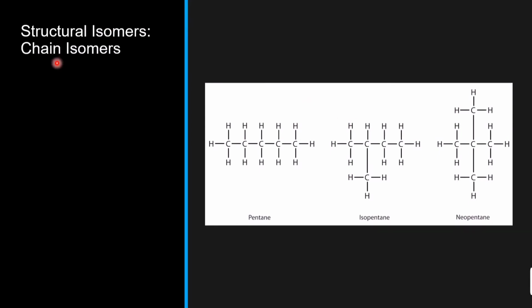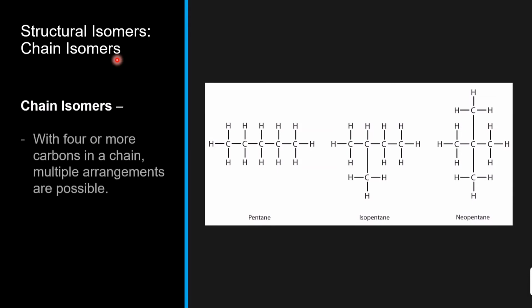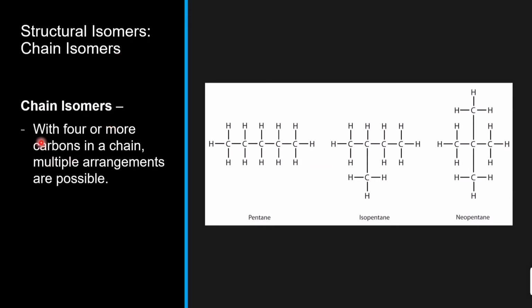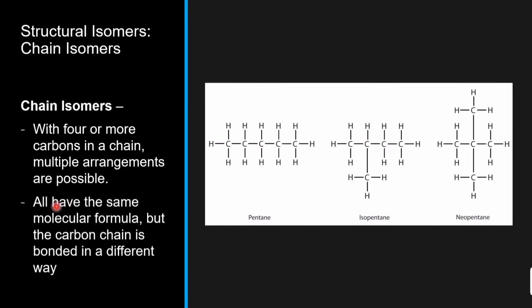And so the first type of structural isomer are chain isomers. Chain isomers is when you have 4 or more carbons in your carbon chain, you can have multiple arrangements. And this means that all of these chain isomers have the same molecular formula, but the carbon chain is bonded in a different way. So if you have a look at our example here, in this pentane, we have all of our carbons bonded together in a straight chain.